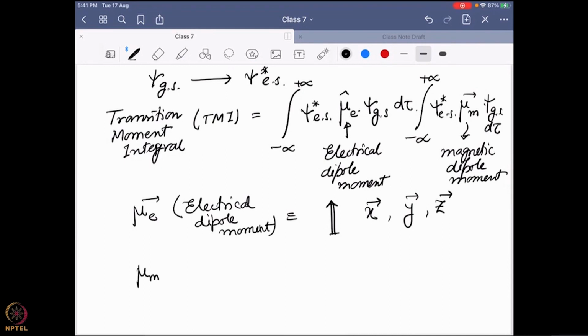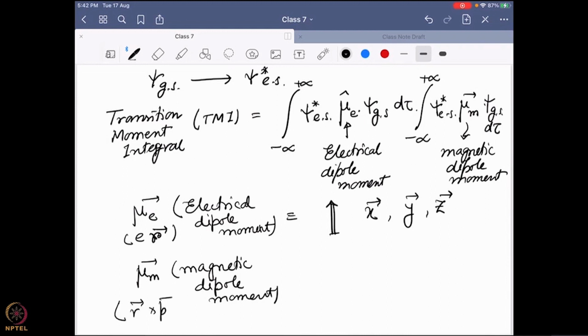Now, what about the magnetic dipole moment? Let me write it over there: it is E cross for the electrical dipole moment, and this one is R cross P, where P is the momentum operator. So it depends on the electrical dipole moment. If you have an electrical dipole moment in a line, the magnetic moment will be created in the perpendicular field, and its direction will be circular in nature. So that will be the direction of this magnetic moment.